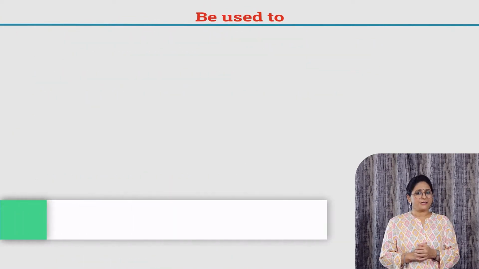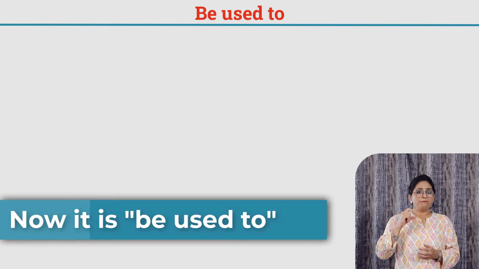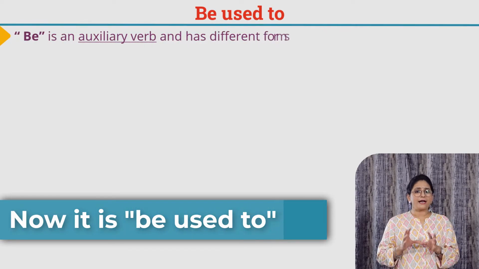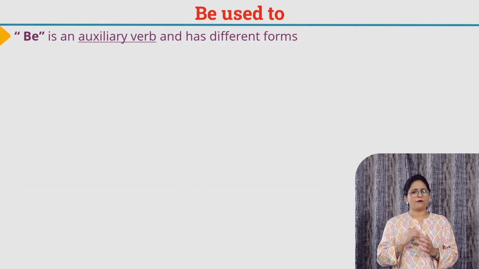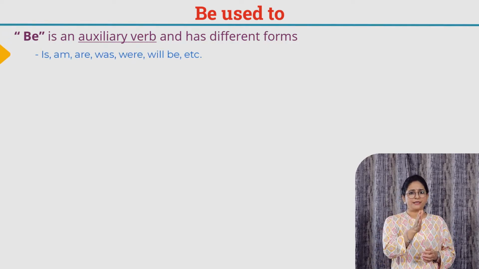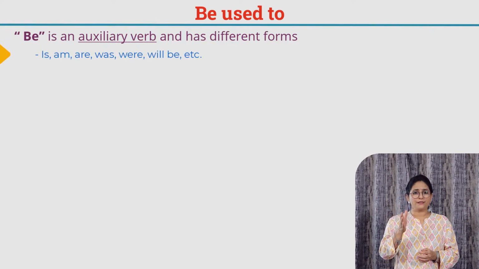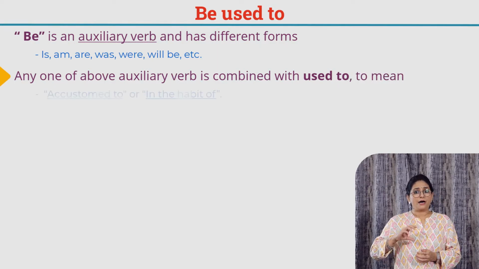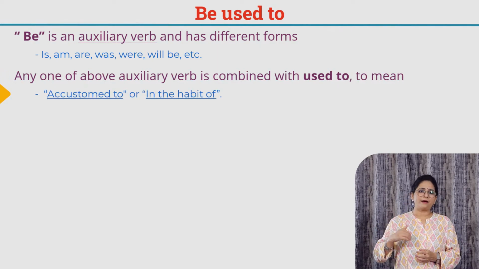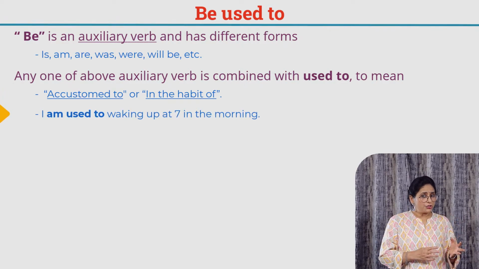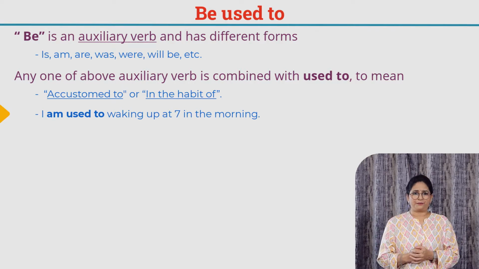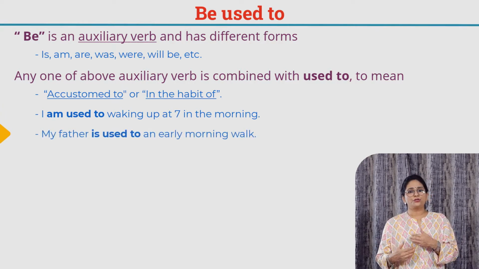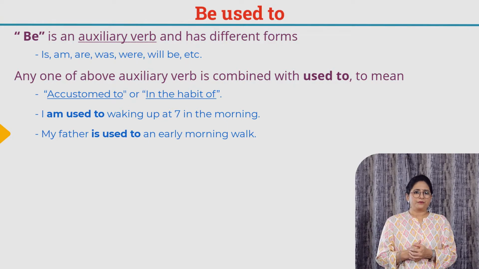Now, let's look at be used to. Be is an auxiliary verb and has different forms. What are the forms of be? They are is, am, are, was, were, will be. Any one of these is combined with used to mean accustomed to or in the habit of. For instance, I may say, I am used to waking up at 7 in the morning. My father is used to an early morning walk.